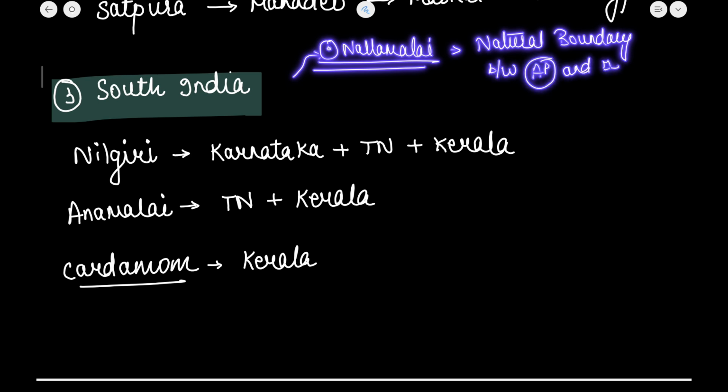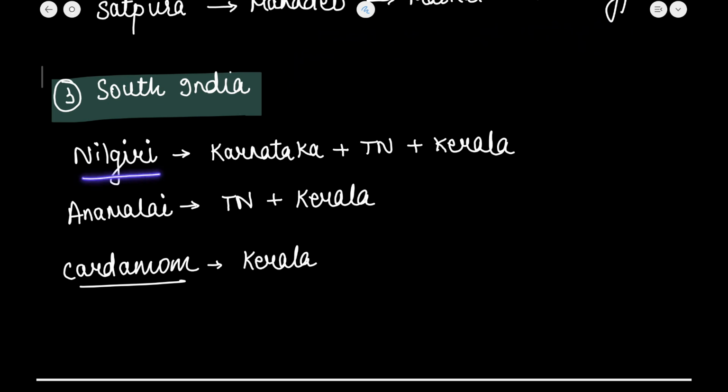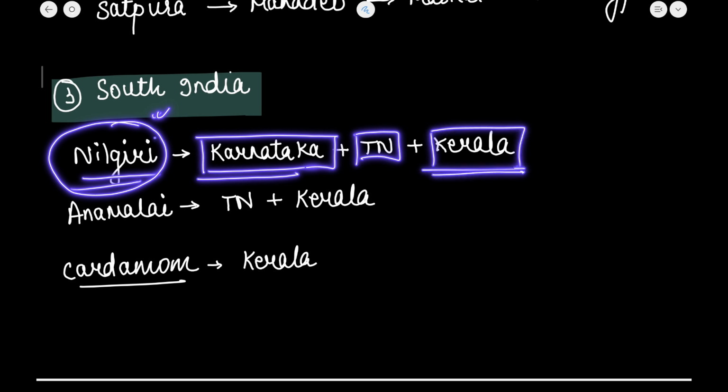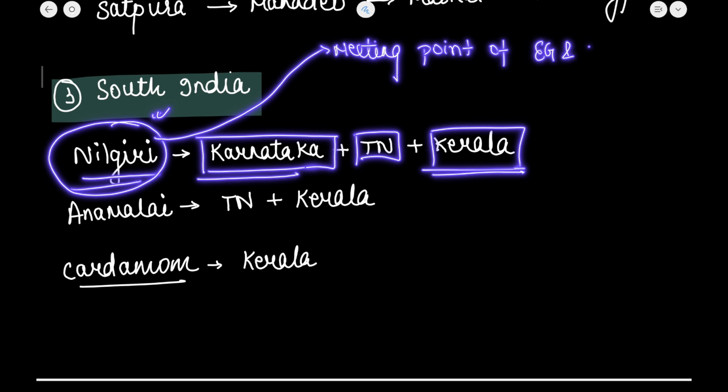Okay. Now next, if I talk about the Nilgiri Hills, so Nilgiri Hills in India lies in the three states, that is Karnataka, Tamil Nadu and Kerala. Okay. Now the Nilgiri is the meeting point. It is the meeting point of Eastern Ghats and Western Ghats. Okay. I hope this is clear.